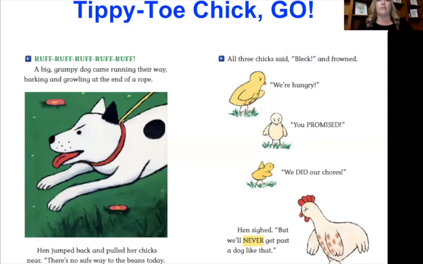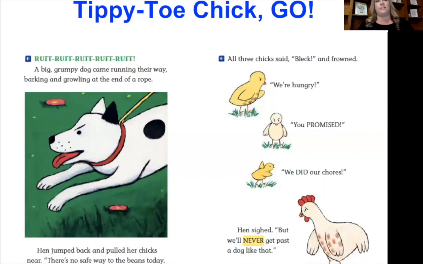How do they feel about chicken feed? Yes, the chicks do not like the chicken feed. I know that because they all said blech. The chicks are very upset because they can't get their treats. They are upset because they are hungry. Hen promised that they could go get their treats, and they even finished their chores. The author uses capital letters here to show all the reasons that the chicks are really upset.